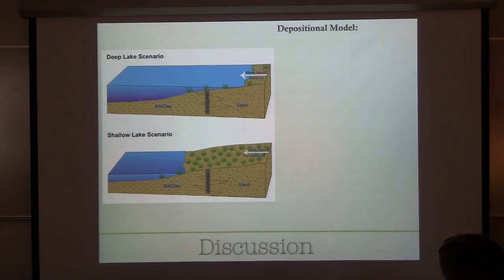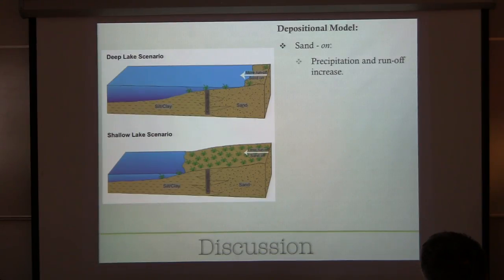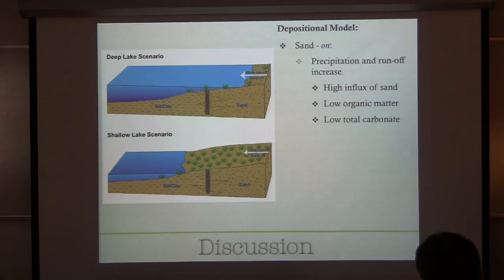And this depositional model has two different modes. The first is sand-on, represented by your deep lake scenario. During this, you have increased precipitation and runoff when we have these intermittent storms washing through our system. Because we have a higher transport energy, we see high influx of sand. We see low organic matter as the macrophytes start to reduce. And we see low total carbonate because that cold runoff washes into our system, cools down our epilimnion temperatures, and favors the dissolution of carbonate.